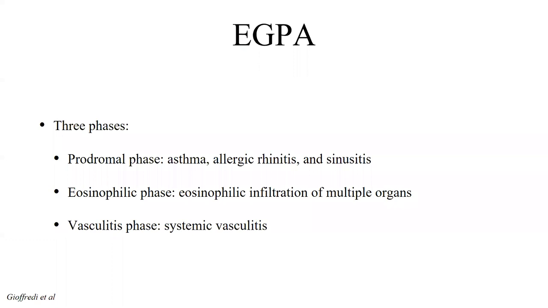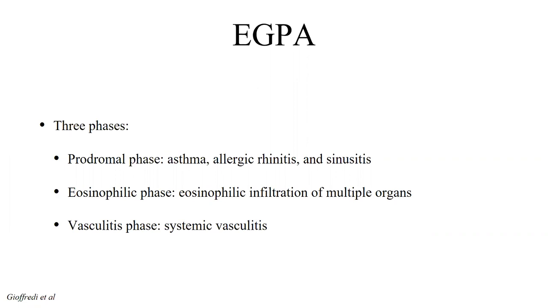There are three phases for the disease. The prodromal phase consists of asthma, allergic rhinitis, and sinusitis. The eosinophilic phase is basically a sharp rise in eosinophils infiltrating multiple organ systems. And then the vasculitic phase, as the name suggests, is systemic vasculitis, and this is a very severe stage. Patients don't necessarily have to proceed through this order, and they may present to you in any of these phases, so it's just important to recognize what they are.